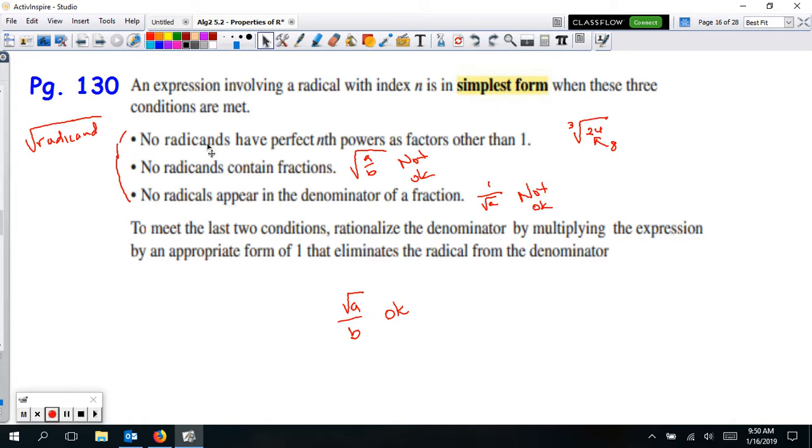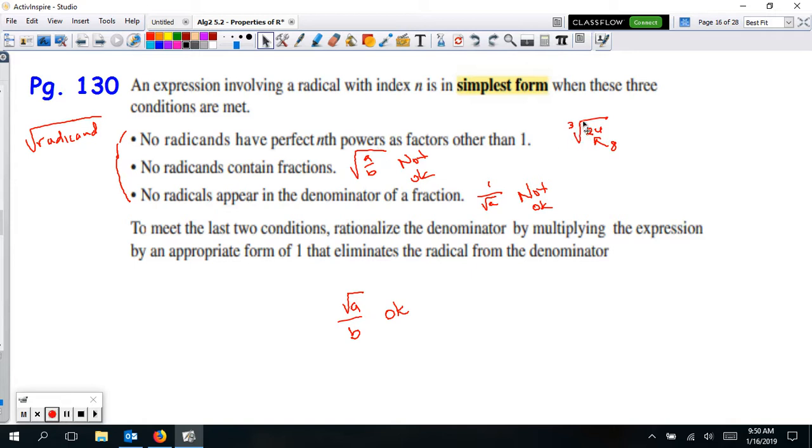Well, first of all, no radicands have perfect nth powers as factors other than 1. So you can see the word radicand in here, and I wrote this over here. The radicand is just always the number underneath the radical. That's what it's talking about when it says radicand. So basically, this would be the situation.